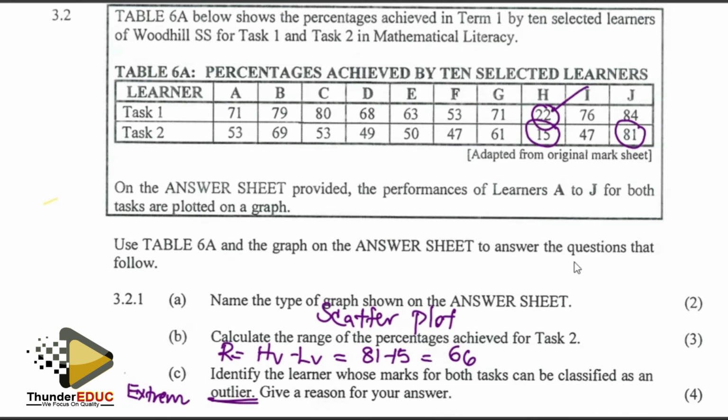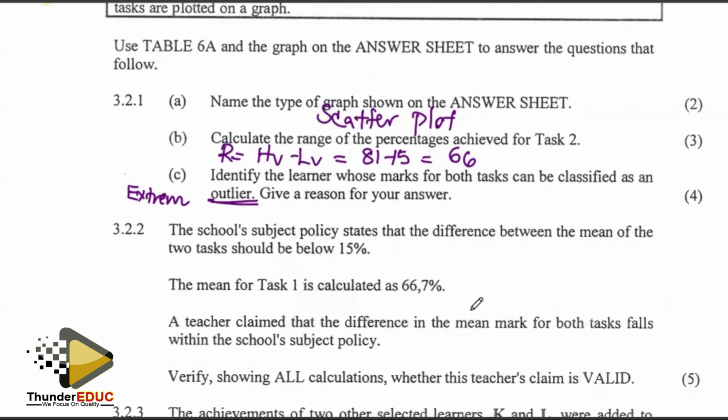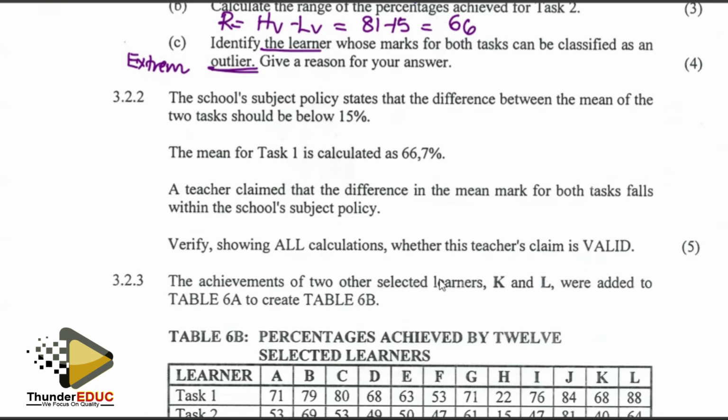We go down here, still 53, 69, 53, 49, 50, 47, 61. Look at the 15. It's an outlier. So they're asking us to identify the learner whose mark. We are identifying the learner. So learner H. Learner H can be classified as an outlier, and the reason is because he has a 22 in task 1 and a 15 in task 2.